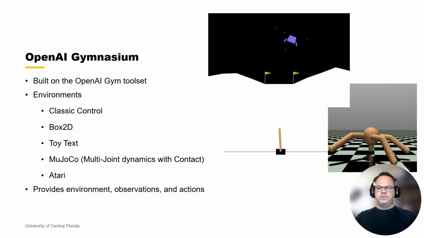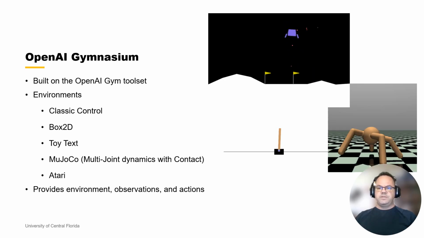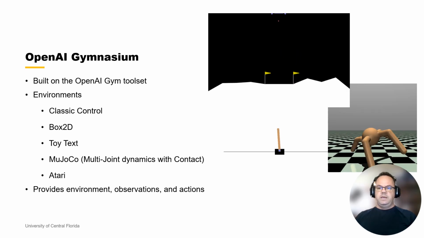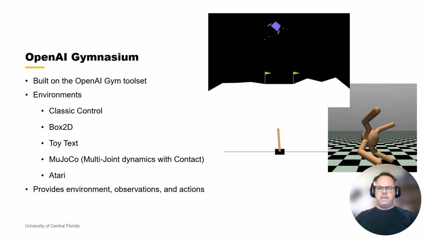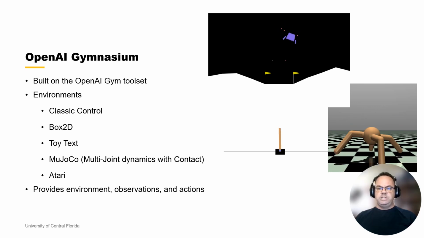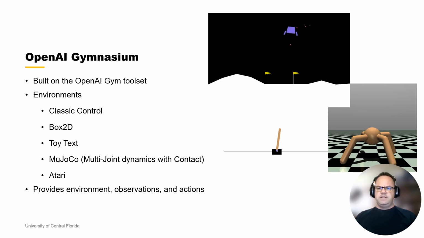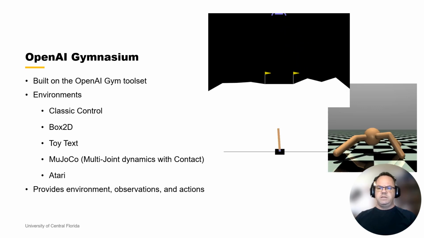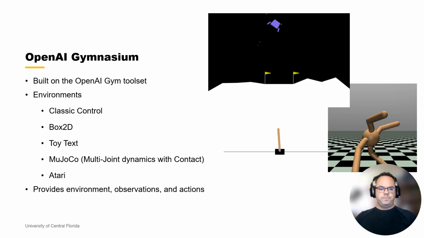Some of the core features across all of these environments: the toolset provides three essential components. The environment is a simulated world where the agents interact. Next, we have observations. Information is received from the environment that helps the agent understand its current state. And finally, we have the actions, the set of possible moves or decisions the agent can make, which directly impact the environment and determine the outcome of the simulation.